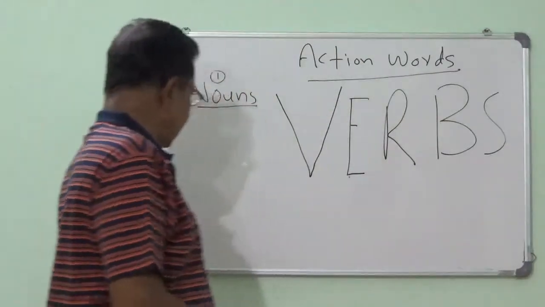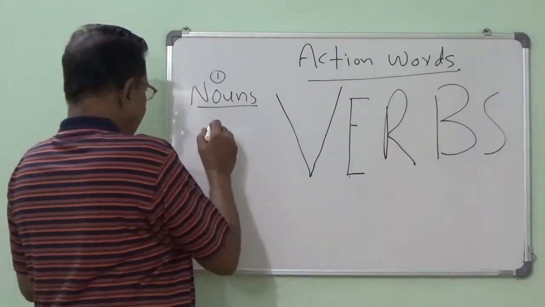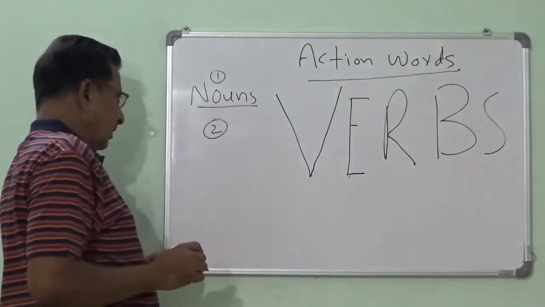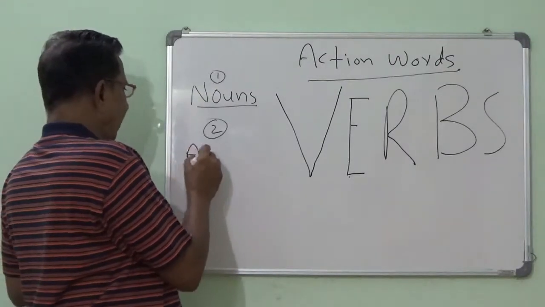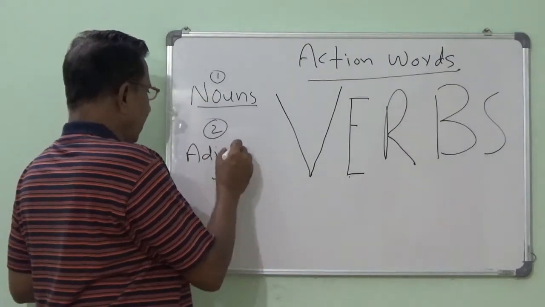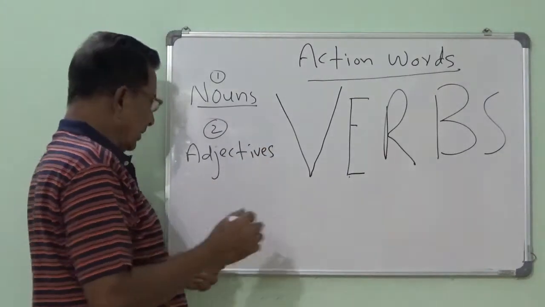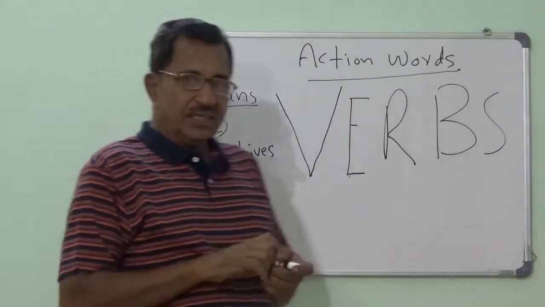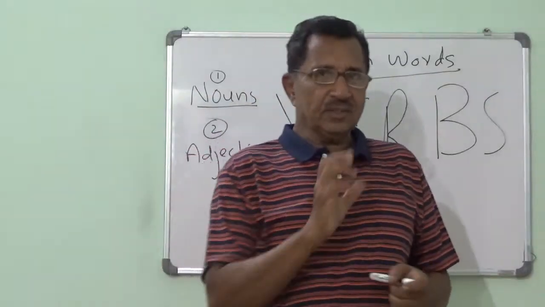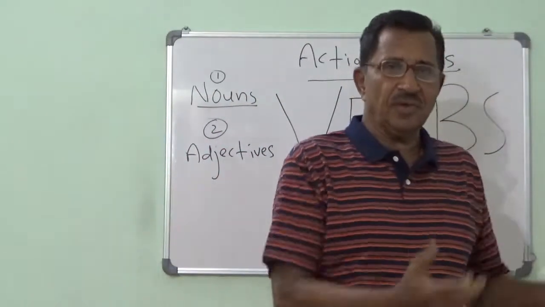The second set of words, group of words we have seen, adjectives. What is an adjective, you know? Yes. Adjectives, they are describing words. They describe the noun. If you see a flower, you say, beautiful flower.